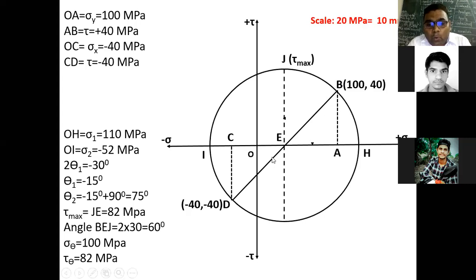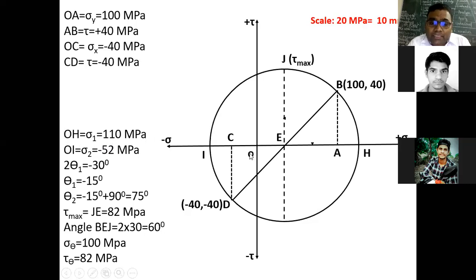So you know that OH here, O is this, and it will be sigma 1. So you just measure it, it is approximately 5.5 centimeter. Then 5.5 centimeter, just multiply by this scale 20, so it becomes 110 megapascal.